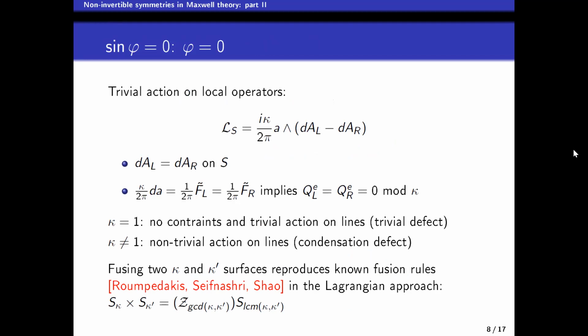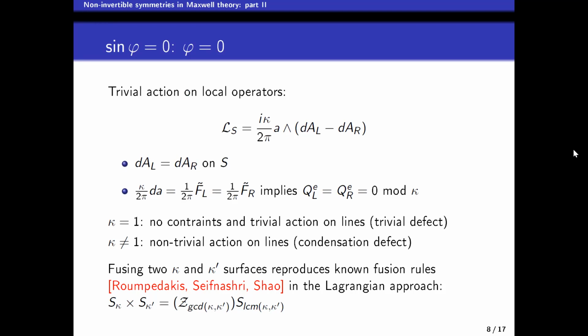But then there is another condition which imposes that the fluxes of this guy should be equal to the fluxes of F tilde. And this, of course, implies that the electric charge from the left and the right should be a multiple of this kappa. Now, if kappa is equal to 1, this does not give any constraint, because any line can pierce the defect and is transparent for the defect, because there is a trivial action on lines. But if kappa is different from 1, then of course not all the lines can pass through the defect, only the ones that have electric charge which is 0 mod kappa.